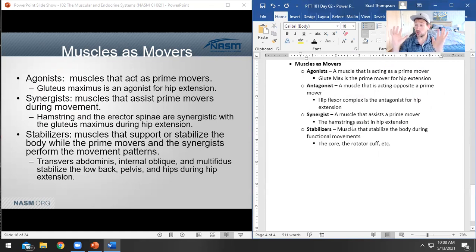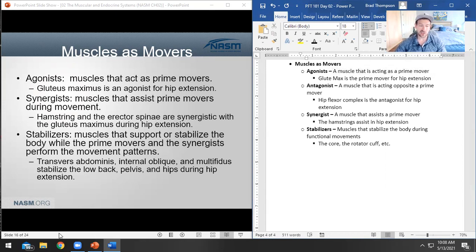If you're talking about doing a bicep curl, then the agonist is going to be your biceps brachii. If you are talking about doing a pull-up, then your agonist is going to be your latissimus dorsi, and now suddenly your bicep is just there to help. It's a synergist, okay? So agonist muscles are muscles that are acting as prime movers.